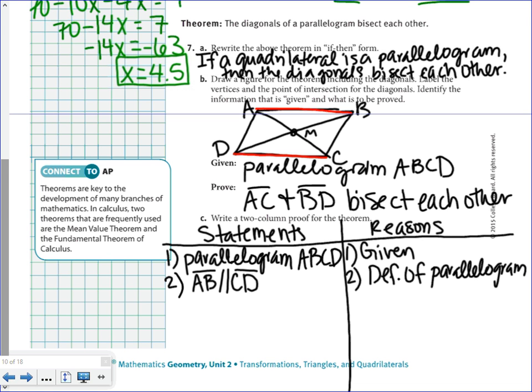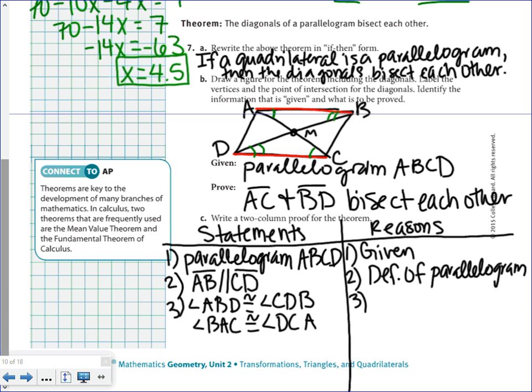If those sides are parallel, we have angle pairs that are congruent. We know this angle and this angle are congruent. We also know this angle and this angle are congruent. And so we can say angle ABD is congruent to angle CDB, and angle ACB is congruent to angle DCA. And the reasoning is because they are alternate interior angles.